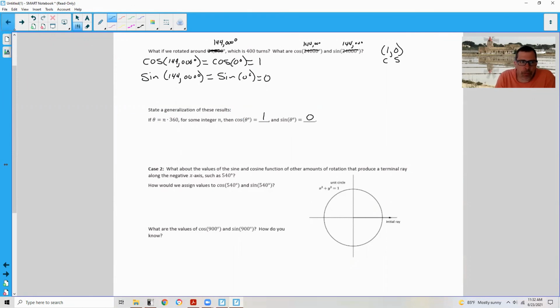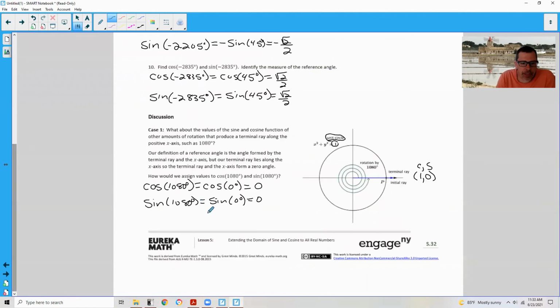Because if I go back to the last problem on the previous page, we had 1080 degrees with 3 rotations, and that put us at the terminal ray being at the initial ray, and therefore at the point (1, 0) on the unit circle. And I have an error here. The cosine of 0 is 1. I think I said 1 and wrote 0, maybe not. But the cosine of 0 degrees is 1, and the sine of 0 is 0.